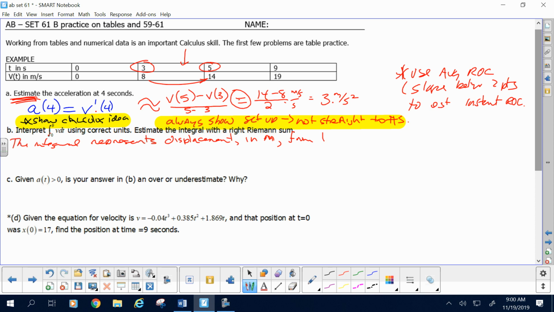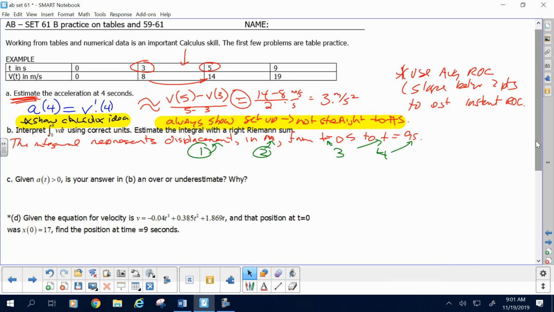From time equal 0 seconds to time equal 9 seconds. 1, what it is. 2, units. 3, when it is. 4, units. What it is with units, when it is with units. They look for all 4 of those things. Understood? Okay. Now we're going to estimate. Ooh, there's that word again.